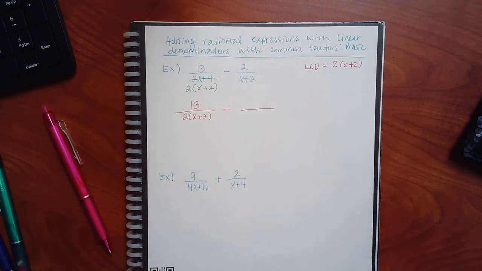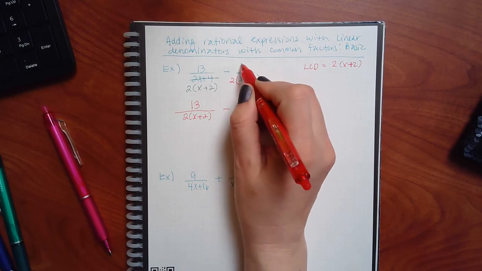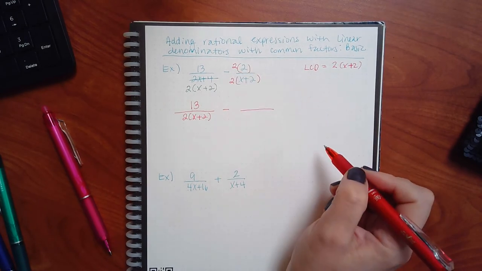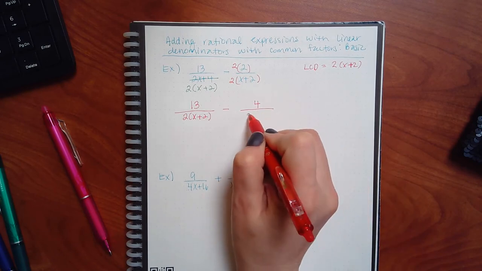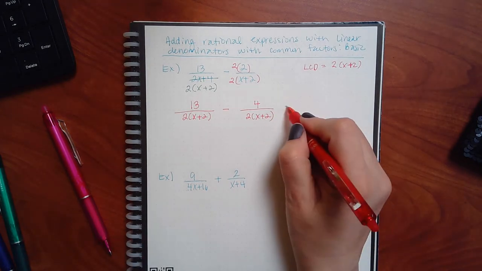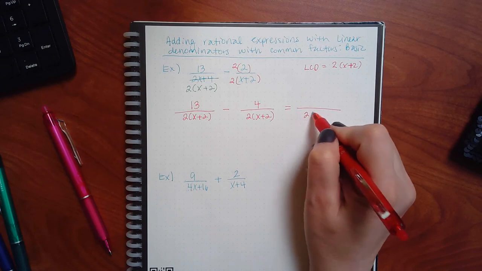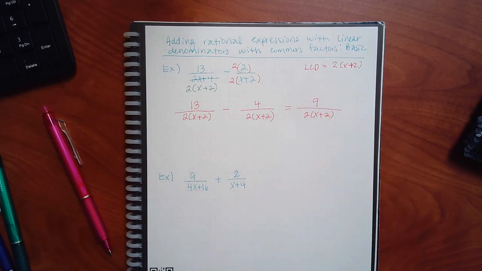However, the second fraction does not have the extra 2. So I'm going to have to multiply this by a 2, which means I also have to multiply the top by a 2. So what do I get for my new top? 4. And now they match, don't they? And I can just subtract those. What do you end up with? 9 over 2x plus 2. And 9 cannot reduce with the 2, right? So it's done.